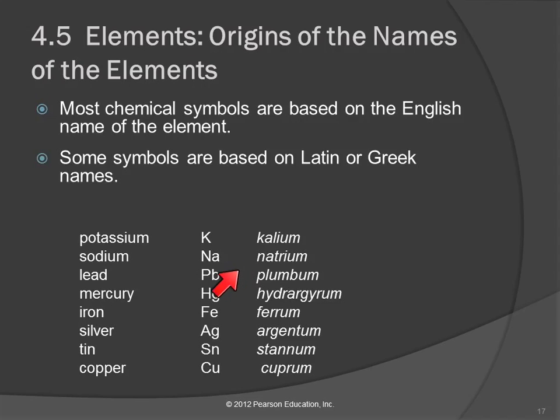So, sodium was known as natrium because it was isolated from the sea. And so Na are the first 2 letters of natrium. Kalium for potassium is K. Cuprum, copper. I think this one's interesting. Plumum.